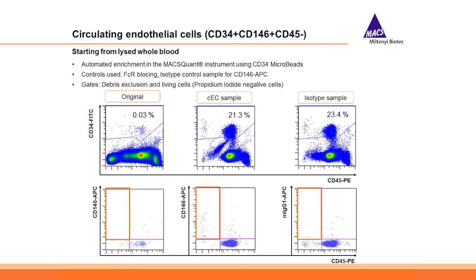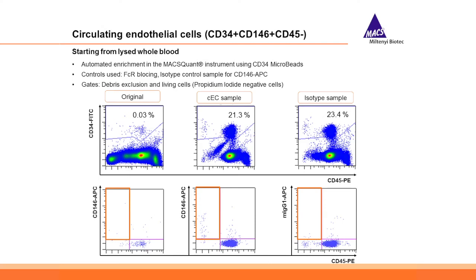We label the cell sample with CD34 microbeads to enrich them later in the process, to get an enrichment of the circulating endothelial cells. The controls that we use are FcR blocking and an isotype control. From the data that I show here, we excluded the debris by using the scatter, and we did a dead cell stain, so we excluded the dead cells and gated on the living cells.